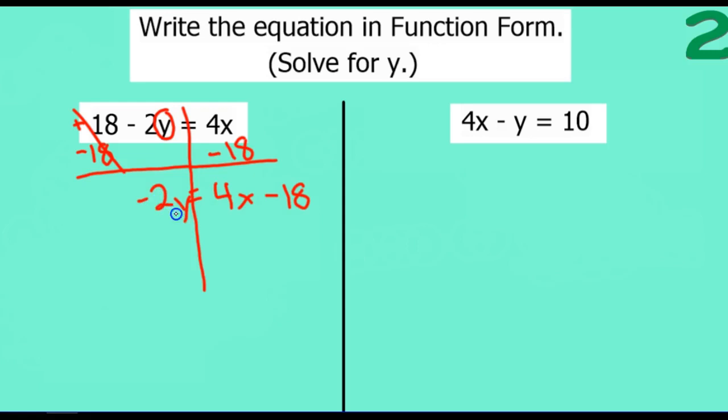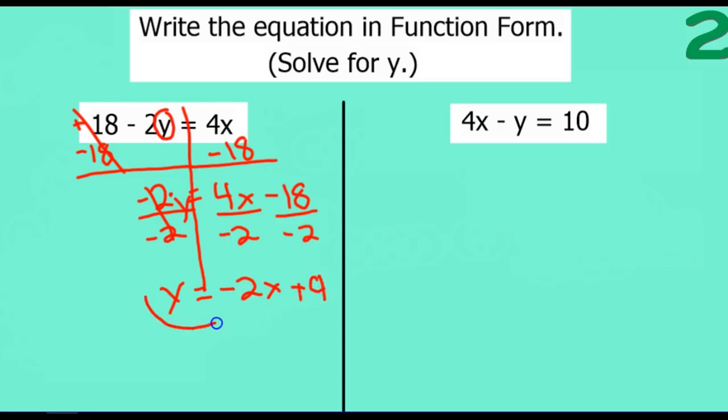Now the y is still not by itself. It still has a negative 2 touching it. When it touches it, it means multiply. So the opposite of that is to divide. So I'm going to divide by negative 2. Now what I do to one side, I have to do to the other. I'm going to divide everything on this side by negative 2. So we get y equals 4 divided by negative 2 will be negative 2. The x comes with it. Negative 18 divided by negative 2 gives me a positive 9. So our y is by itself, so our answer is y equals negative 2x plus 9.